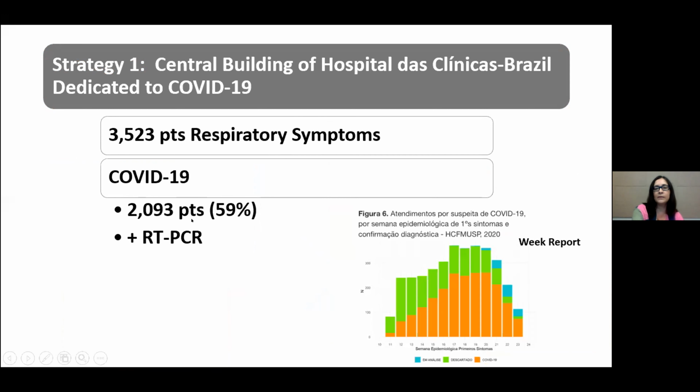Among them, 59% were COVID-19 by real-time PCR. As you can see in this graph, the green bars show the number of patients with respiratory symptoms, and the orange bars show the number of positive cases by real-time PCR for SARS-CoV-2. As you can see, this is a weekly report. Now we are seeing a decrease in both patients with respiratory symptoms and patients with COVID-19.